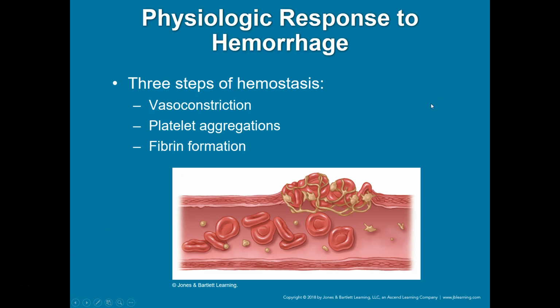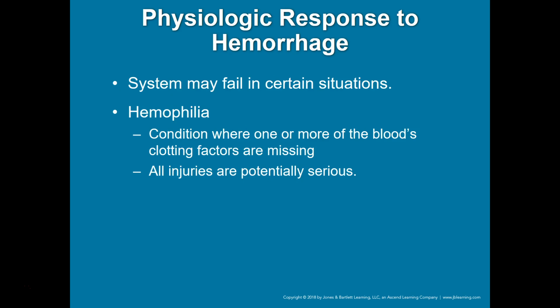So right here we're talking about the physiologic response to blood clotting. So you're going to have initial vasoconstriction, which is your body's attempt in a way to shunt blood and to stop the bleeding. You're going to have platelet aggregation, and then you're going to have fibrin formation. These are all responses to hemorrhage. These are all feedback loops from your body attempting to stop unnecessary hemorrhaging.